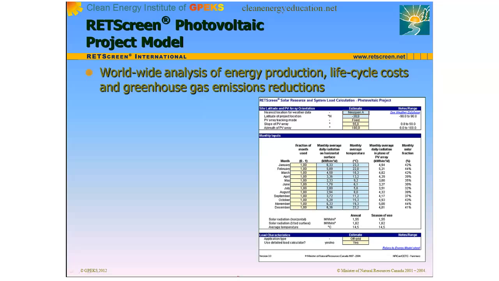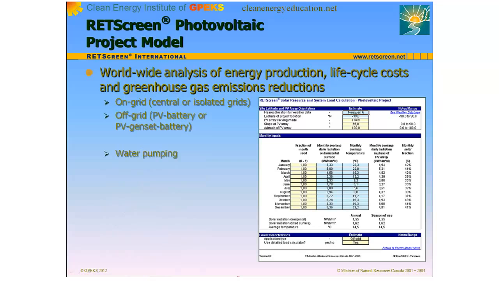For an installation anywhere in the world, it can provide an analysis of the energy production, life cycle costs, and greenhouse gas emission reductions. The installation can be an on-grid system connected to a central or isolated grid, an off-grid system with or without a generator, or a water pumping system.